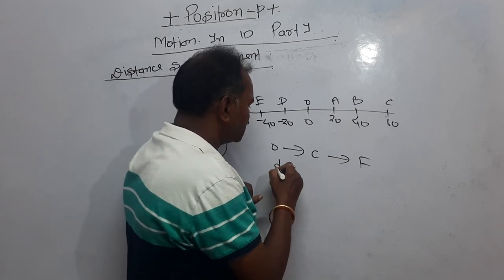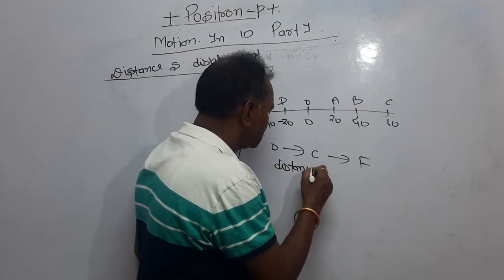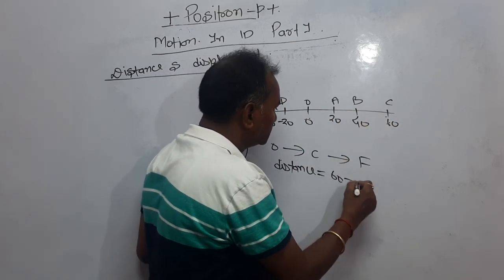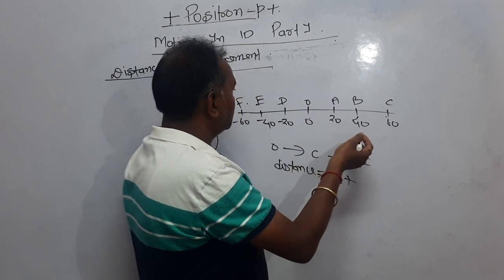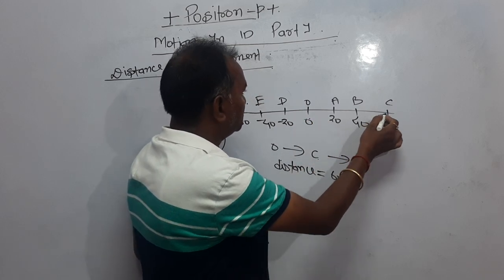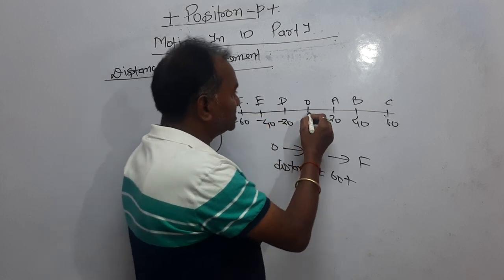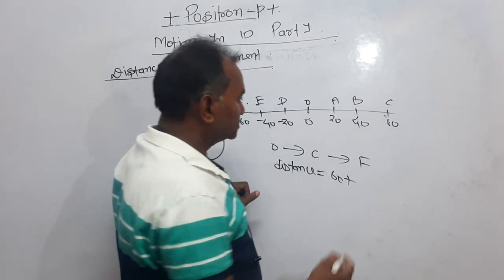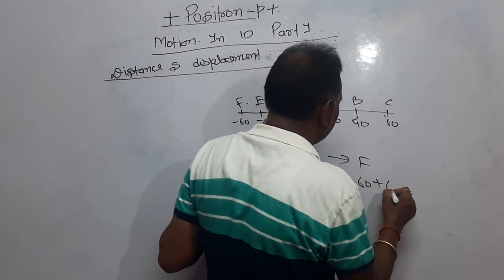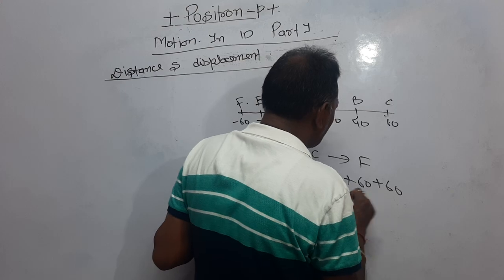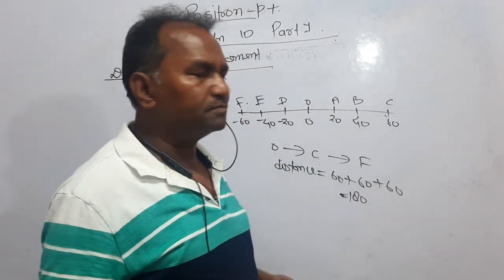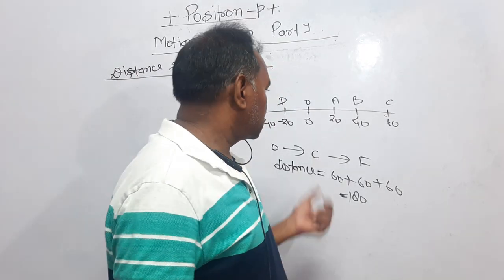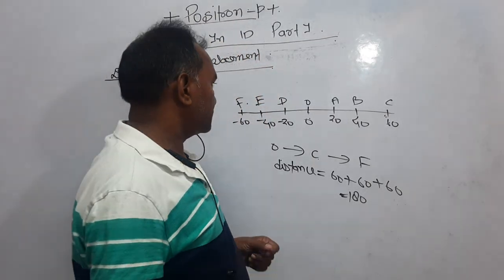Dear students, distance will be very clearly from O to C, that is 60, plus then from C to F, 60 on the right side and 60 more on the left side. So this is 60 plus 60 plus 60, that is 180. Whatever the unit, meter, kilometer, I do not know, that would be given in the question paper.